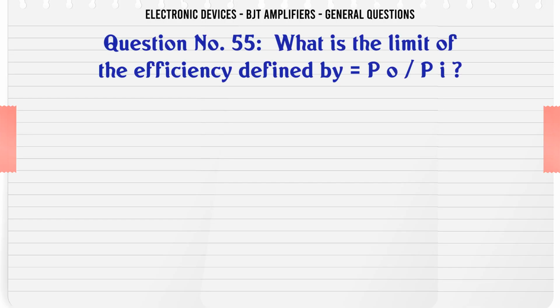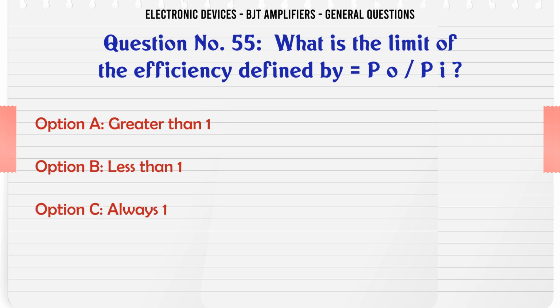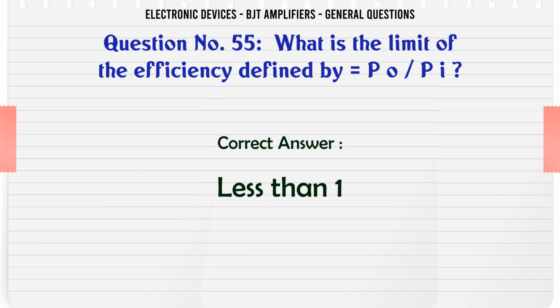What is the limit of the efficiency defined by PO over PI? A. Greater than 1. B. Less than 1. C. Always 1. D. None of the above. The correct answer is less than 1.